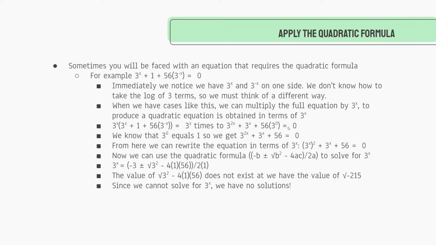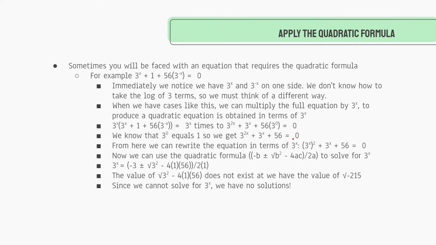Again, by looking at it, you can probably see where we're going with this. We need to understand that 3 to the power of 0, or anything to the power of 0, will equal 1. And so our most simplified way of expressing this is this: 3 to the power of 2x plus 3 to the power of x plus 56.